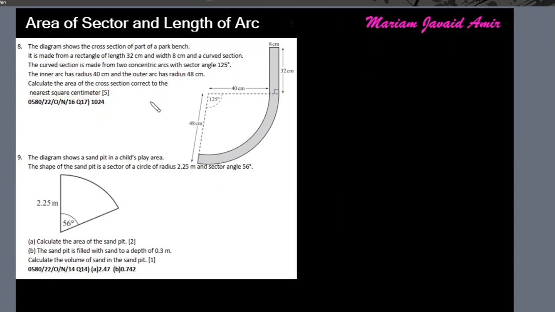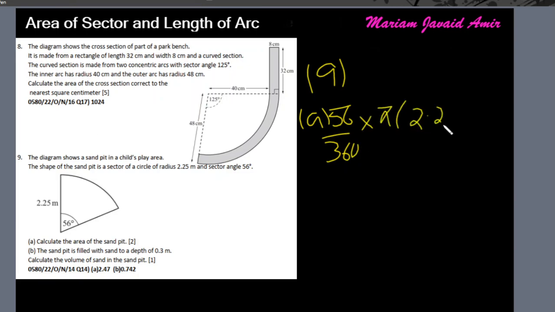Okay, question 9. The diagram shows a sand pit in a child's play area. The shape of the sand pit is a sector of a circle with radius 2.25 meters and angle 56. Calculate the area of the sand pit. So that's simply theta over 360 into pi radius square, which gives 2.47.